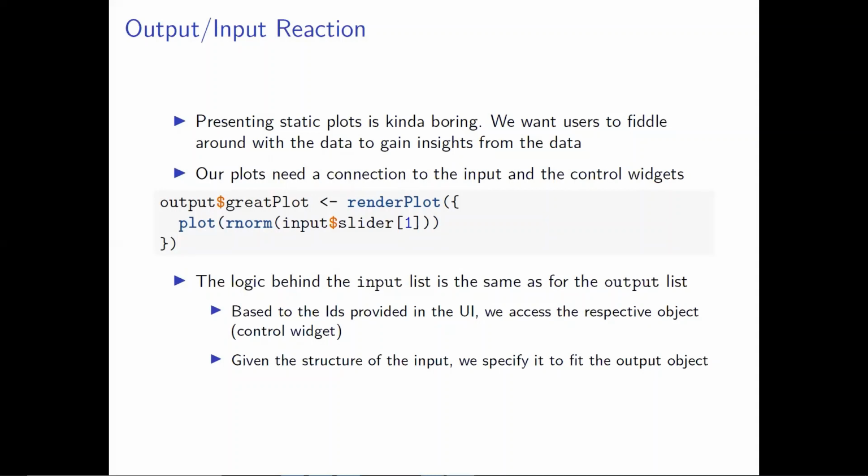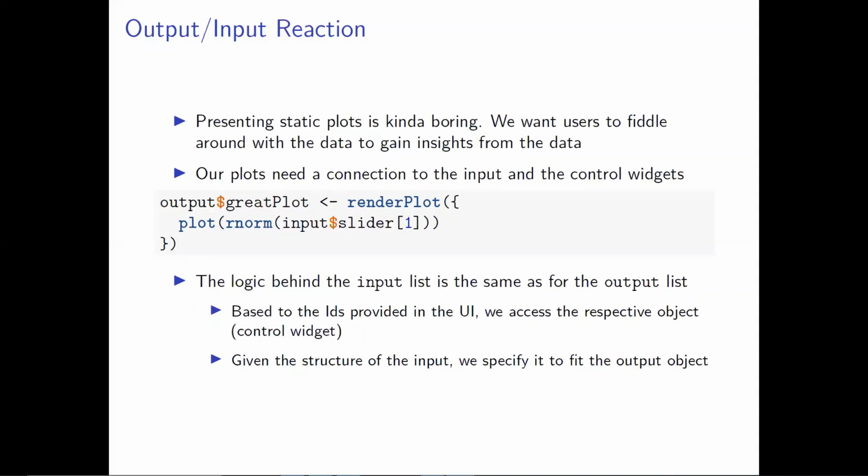Connecting the input and the control widget to the output requires us to take objects from the input list and assign them to the plots created in the output. So here we can see we need, again, this grade plot, the renderPlot function, and now we've added an input object named after our specific control widget. So our slider input has the input ID slider, and this name has to show up here, and then the respective value you want to pull out of this input.